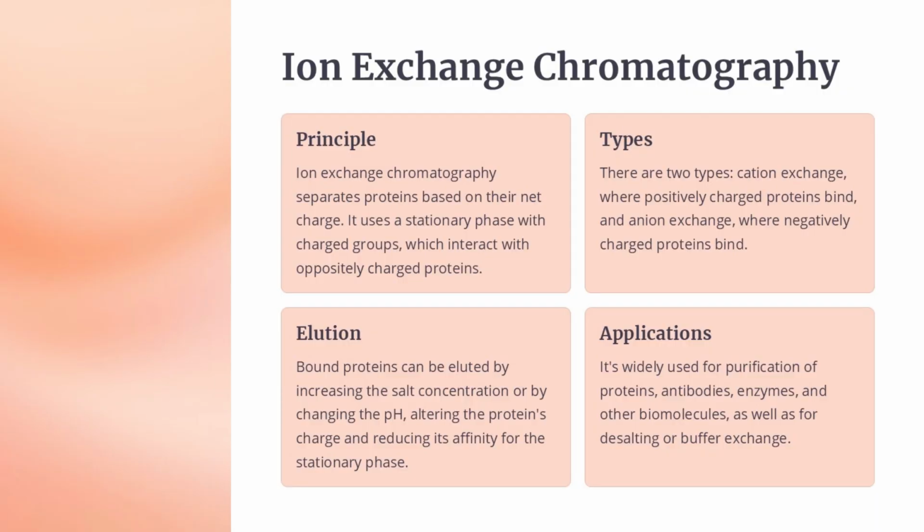Ion exchange chromatography is a powerful technique for separating proteins based on their net charge. The stationary phase contains charged groups that interact with oppositely charged proteins, allowing separation. There are two main types: cation exchange, which binds positively charged proteins, and anion exchange, which binds negatively charged proteins.